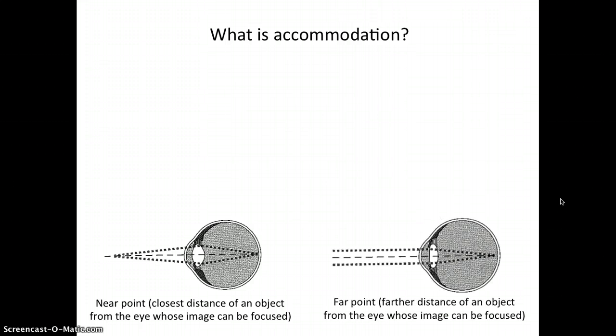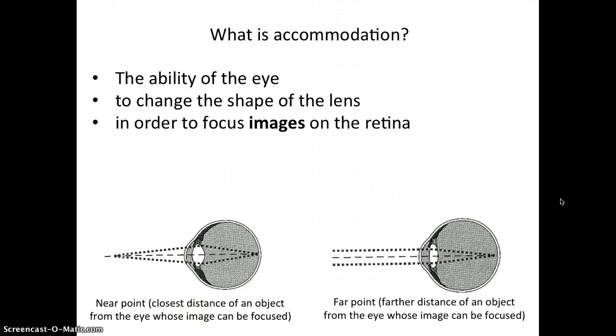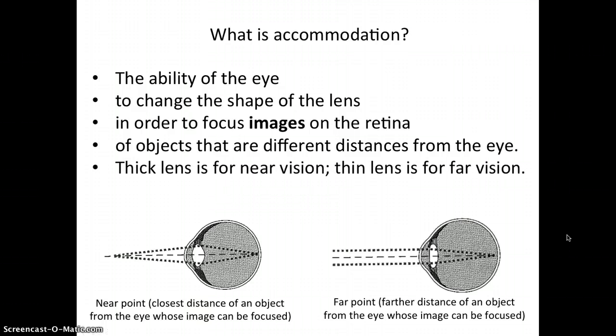Accommodation is the ability of the eye to change the shape of the lens in order to focus images on the retina of objects that are different distances from the eye. It allows us to shift between the near point, which is roughly 25 centimeters, and the far point, which is effectively infinity. We use a thick lens, like we said, for near vision, and a thin lens for far vision.